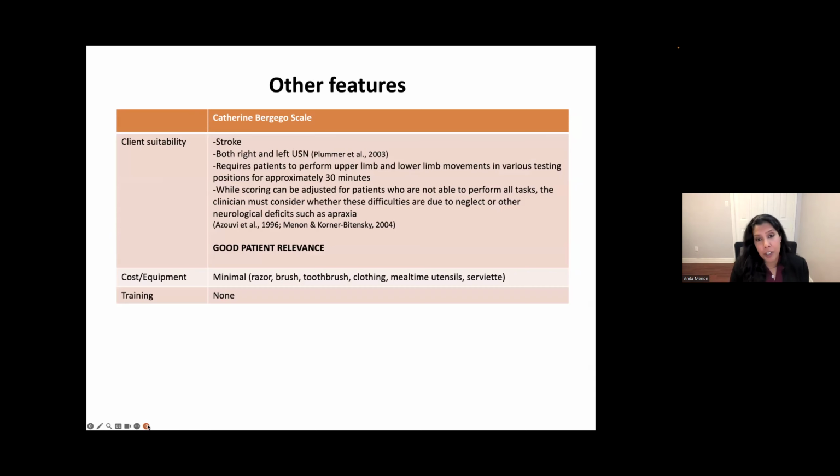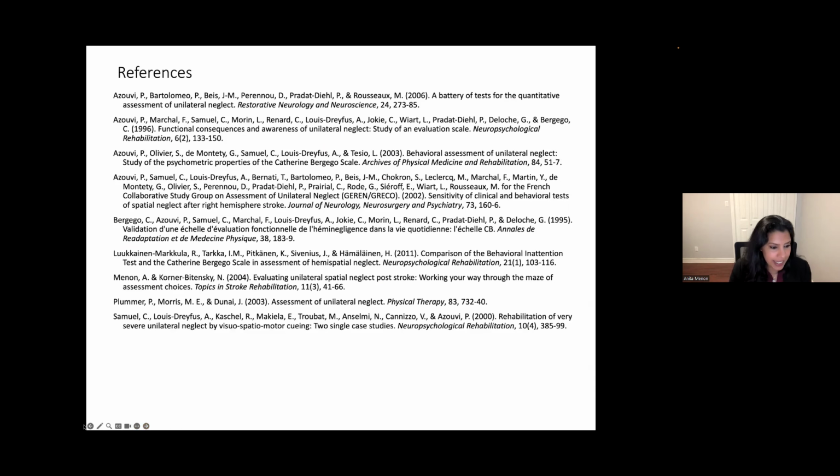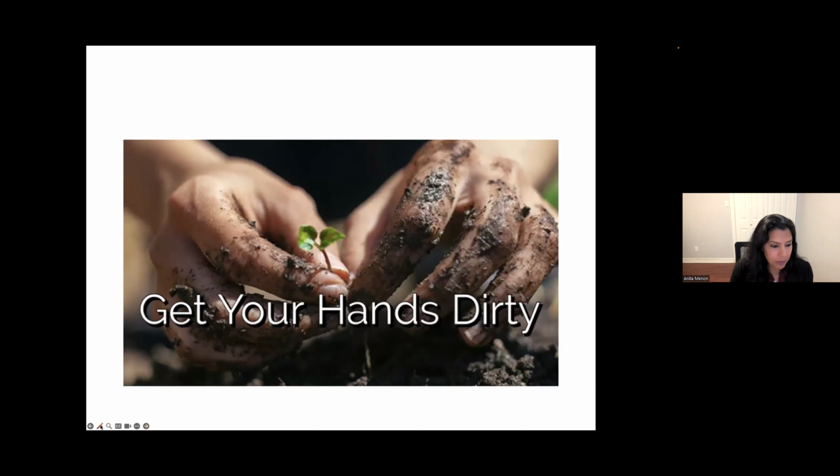And in terms of client suitability, of course, the client does need to be a bit more functional in terms of being able to perform those functional activities. So that's something to consider. As well, if they have other impairments such as neglect, such as apraxia or any cognitive issues, it may be a bit challenging for them to perform this tool. But given that it's a very basic ADL type of assessment, there's very little equipment that's needed, and it could be quite easily administered. So that's the Catherine Bergego scale, and we'll just move forward with the BIT.